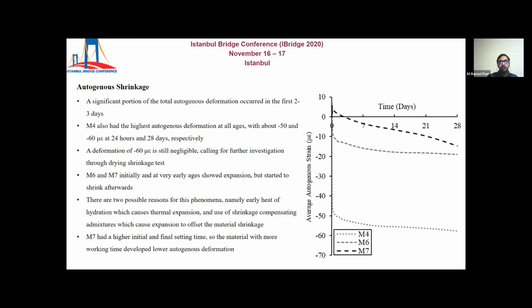There are 2 possible reasons for this phenomenon. The heat of hydration, which causes thermal expansion, and the accompanying use of shrinkage compensating admixture, which causes the expansion to offset the material shrinkage. M7 had a higher initial and final setting time, so the material with more working time developed lower autogenous deformation.